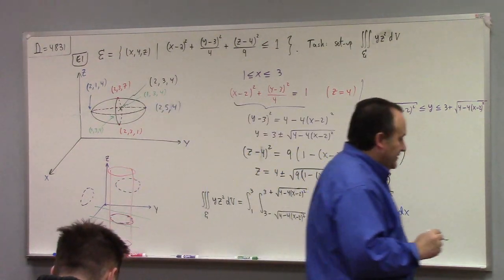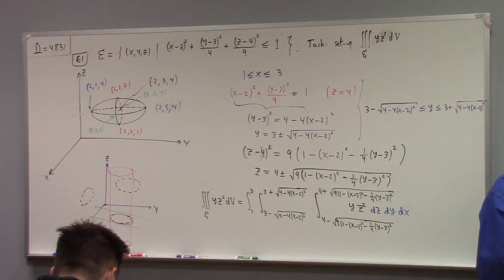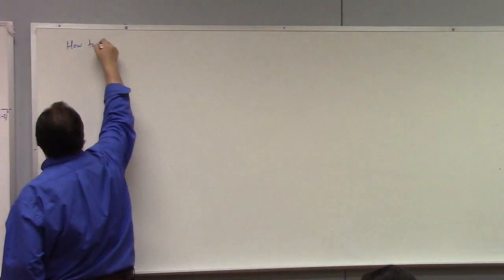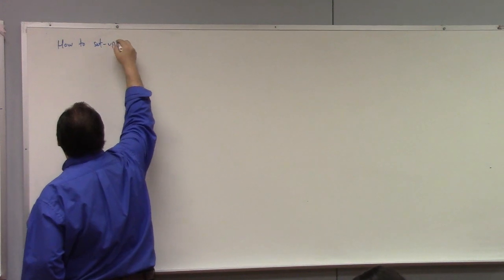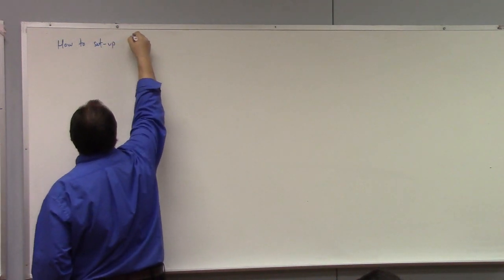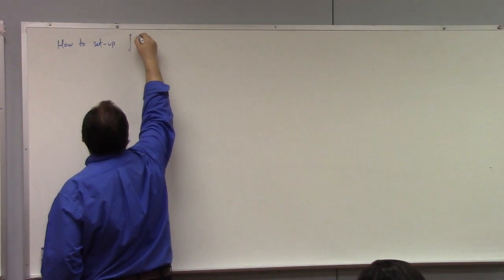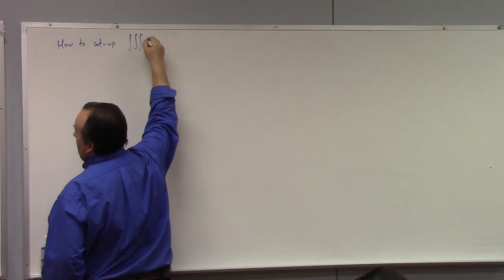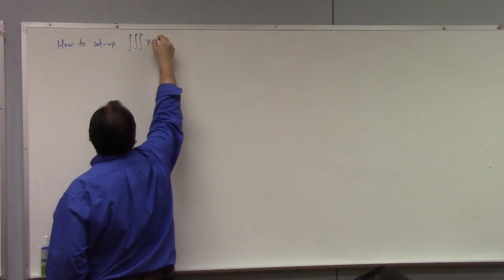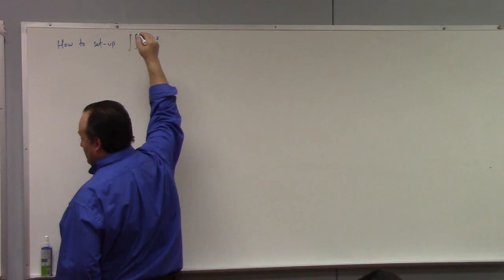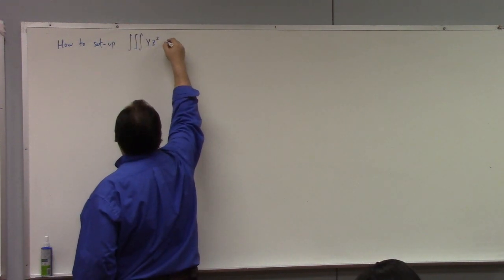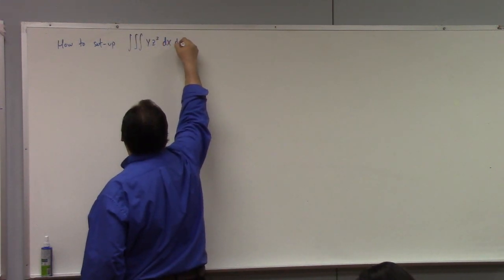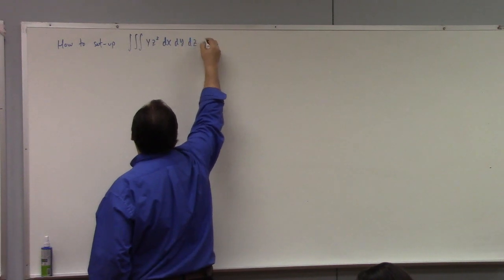So you guys, continuing this example, how to set up the integral of y z squared. Instead of doing dz first, let's do, oh, I don't know, dx first, and then dy, and then dz.